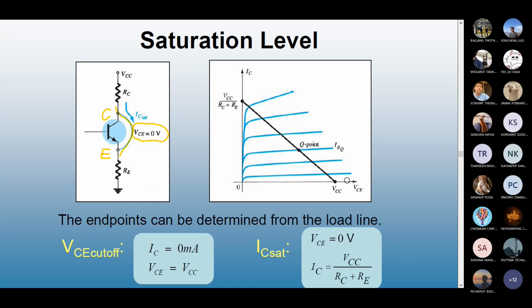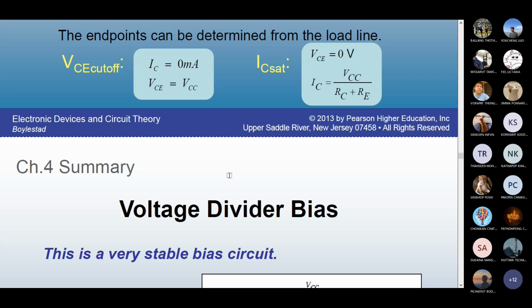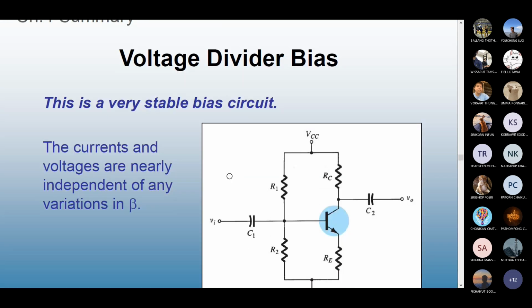And here is the analysis using the load line. We know from that equation, when IC is 0, VCE equals VCC. When VCE is 0, IC becomes VCC divided by RC plus RE. You already found IB in the first step, so take that corresponding IB, get the Q point, drop it down. This is VCEQ, and drop it horizontally. This is ICQ. Next bias we're not going to study yet.